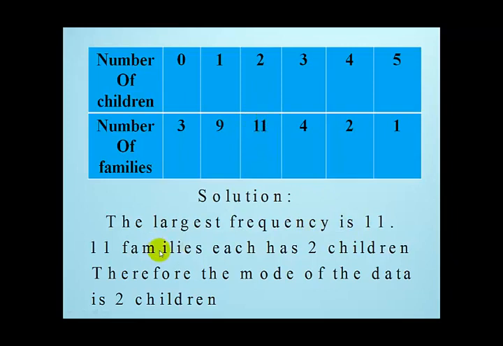So 11 families each have 2 children. Therefore, the mode of the data is 2 children. So the mode is the number, not the frequency. Take note that the frequency is 11, but the number corresponding to the 11 is 2. So the mode is not the frequency 11, but the number. So the mode is 2. Therefore, the mode of the data is 2 children.